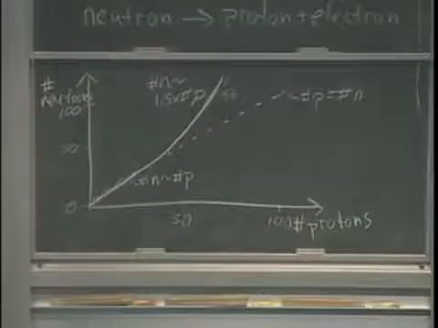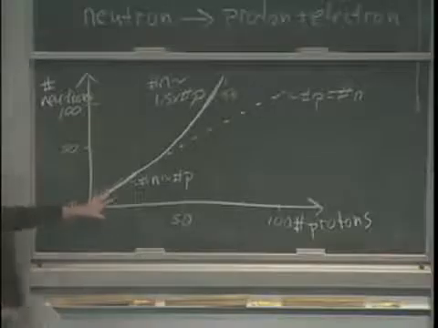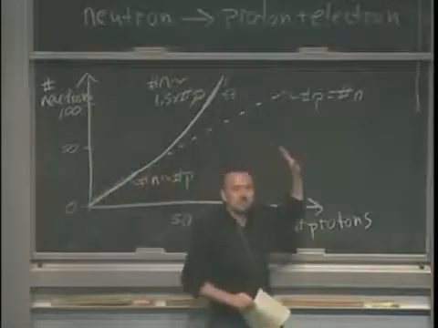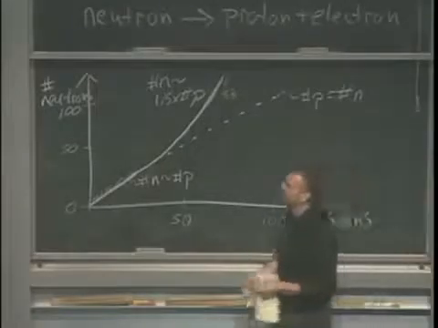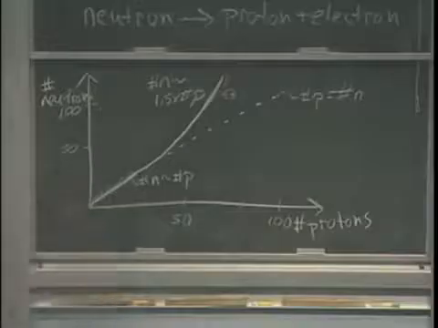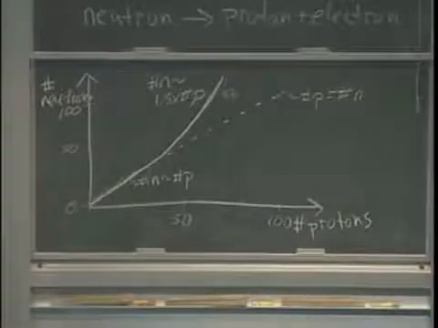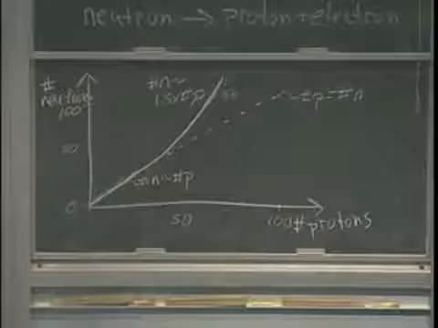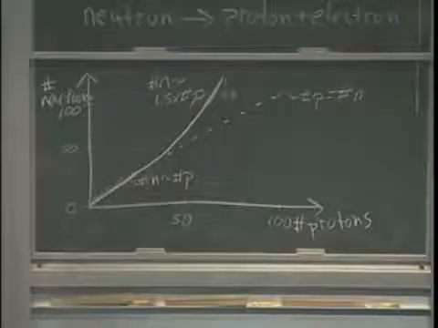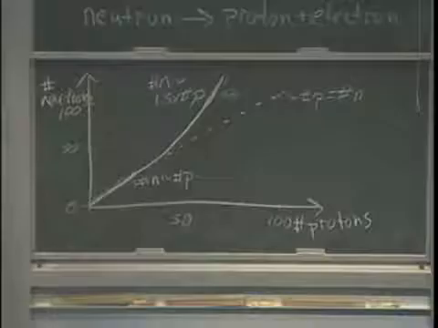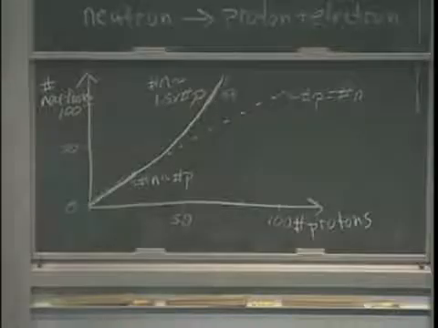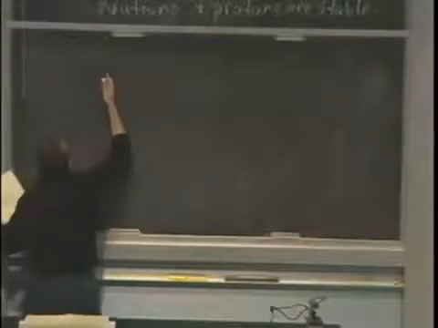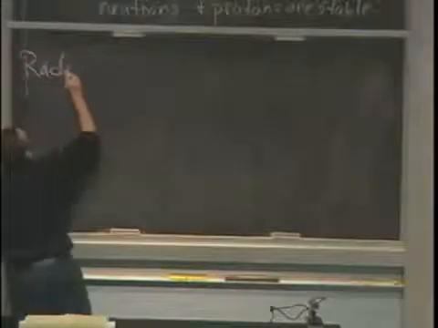So those are the stable nuclei, which are the boring ones. Okay, now we're going to talk about the unstable ones, which is what leads to radioactivity. Boring but important. Fortunately, most of the world around us is composed of stable nuclei. Okay, so let's talk about radioactivity.